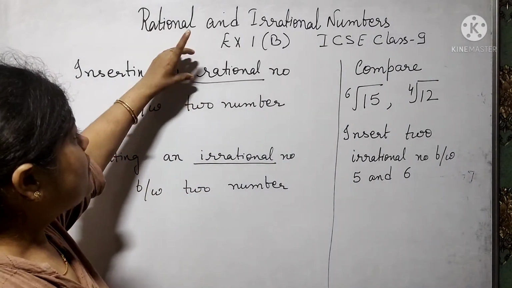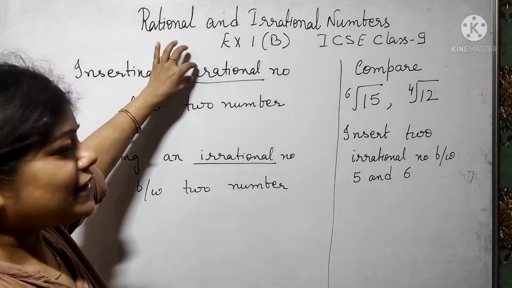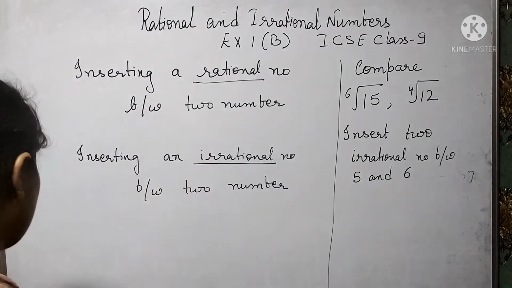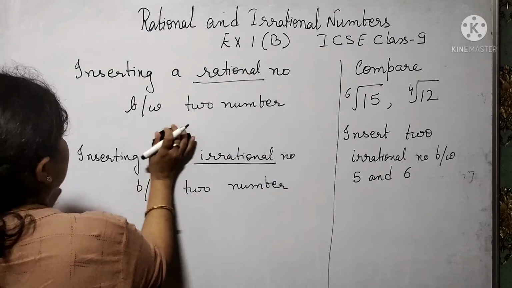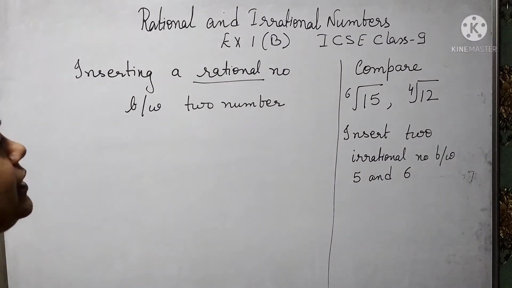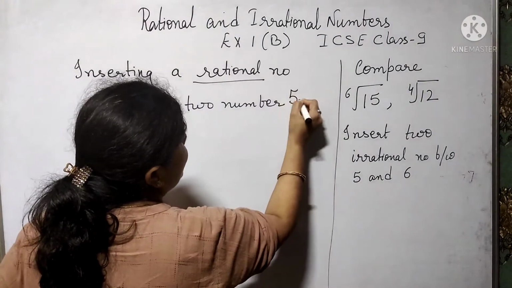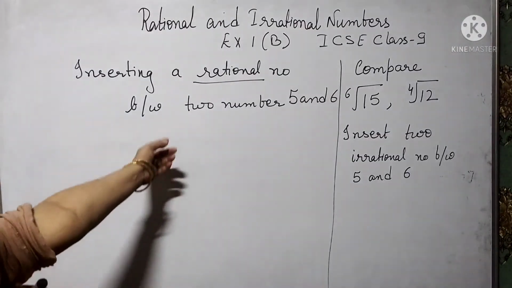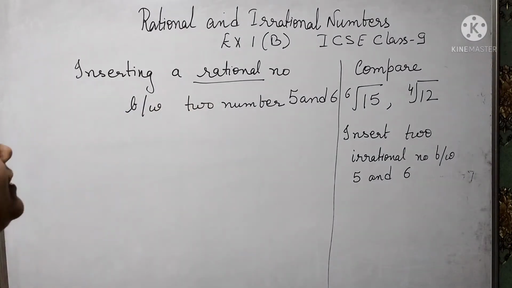Just see on the blackboard. I am going to insert a rational number and I am going to insert an irrational number. One by one I am going to explain these topics. Firstly, inserting a rational number between 2 numbers. For example, these 2 numbers are 5 and 6. Then we have to insert a rational number between 5 and 6.